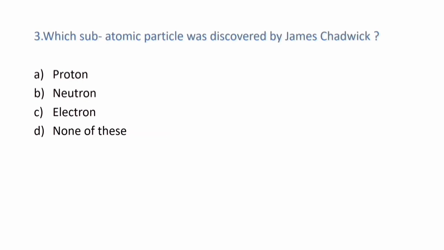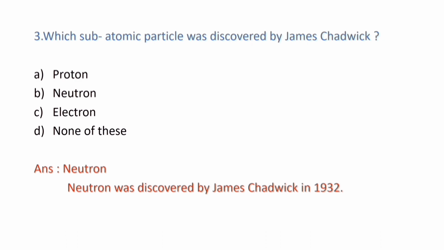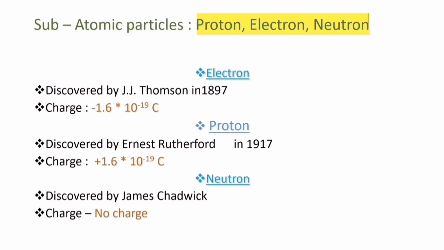Which subatomic particle was discovered by James Chadwick? Option number B, neutron. Neutron was discovered by James Chadwick in 1932. Proton, electron and neutron are the subatomic particles in an atom. Electron was discovered by J.J. Thomson in 1897. An electron has a charge of minus 1.6 into 10 raised to minus 19 coulomb. Ernest Rutherford discovered proton in 1917.